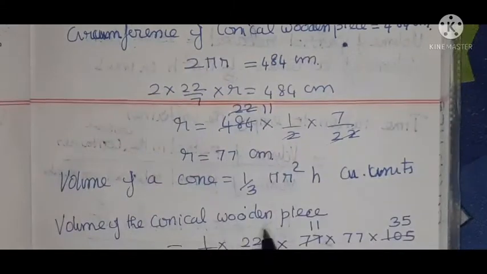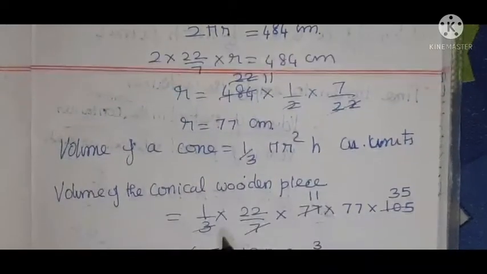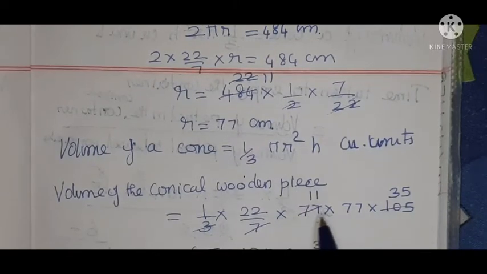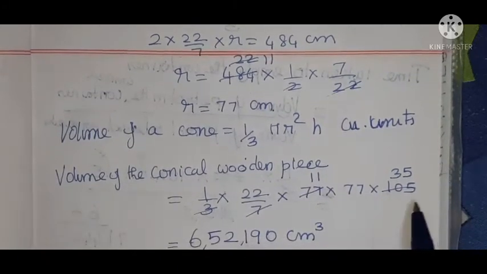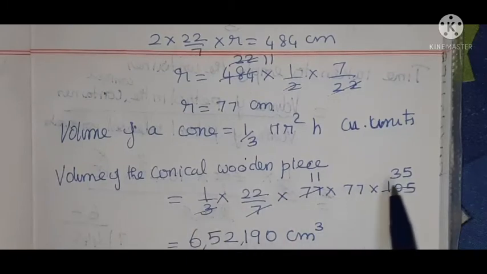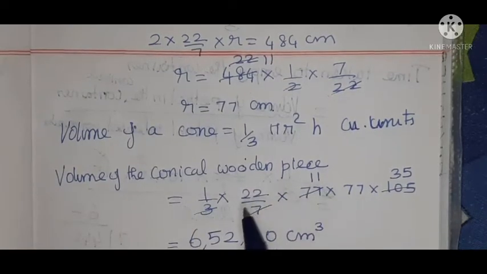Volume of the conical wooden piece is 1 by 3 into 22 by 7 into r square, 77 into 77, into h which is 105. 105 divided by 3 we get 35. 77 divided by 7 we get 11. 22 into 11 into 77 into 35 we get 6,52,190 centimeter cube.